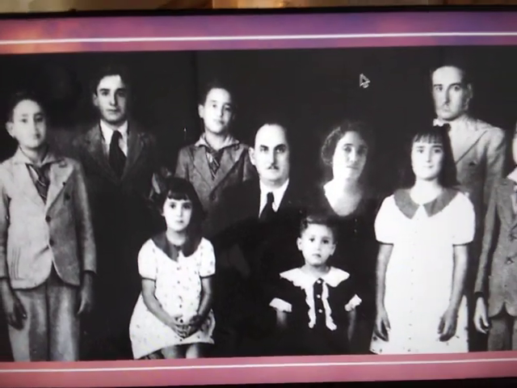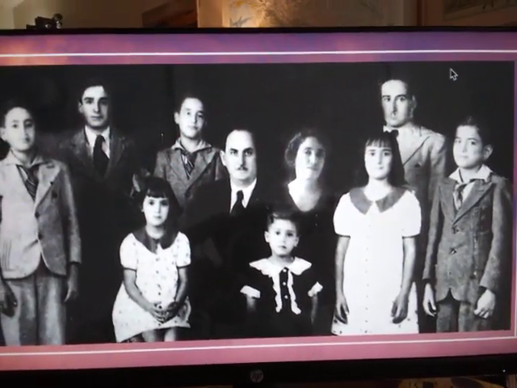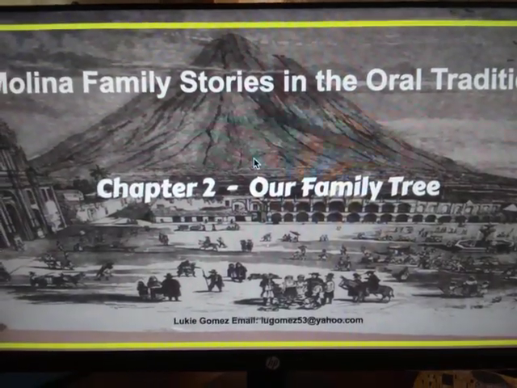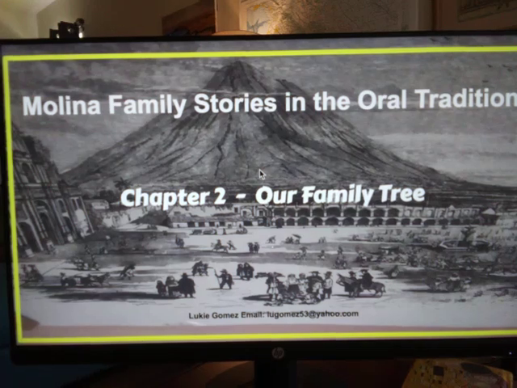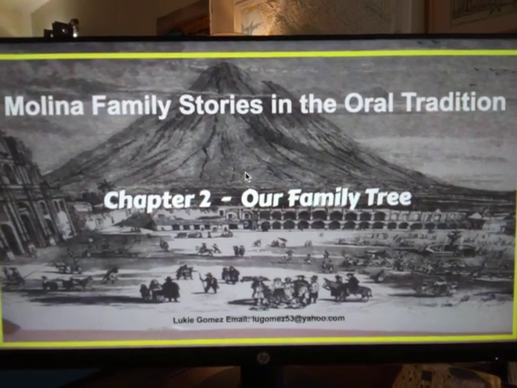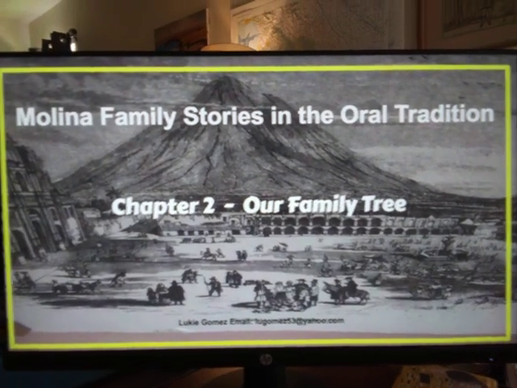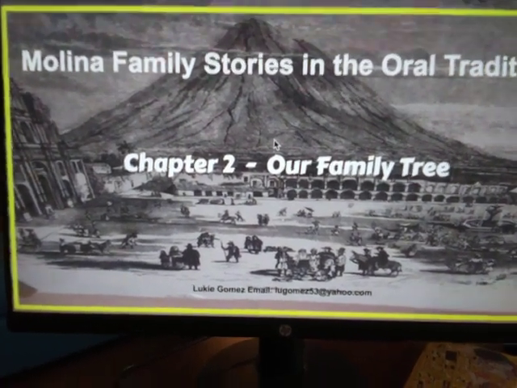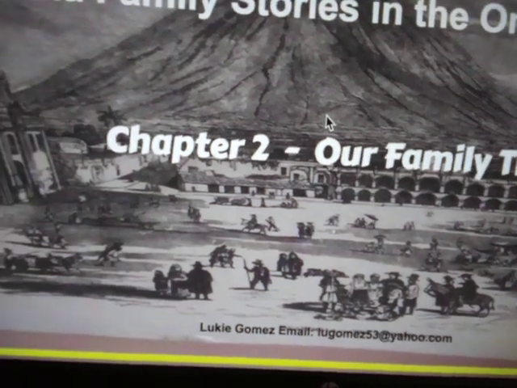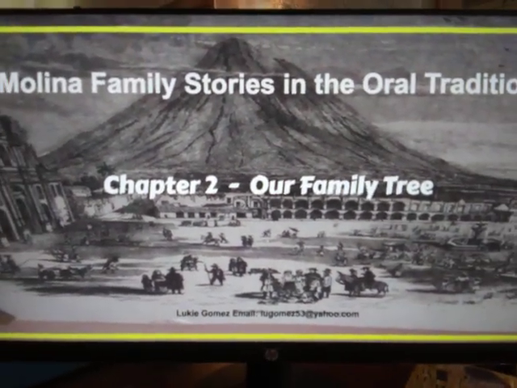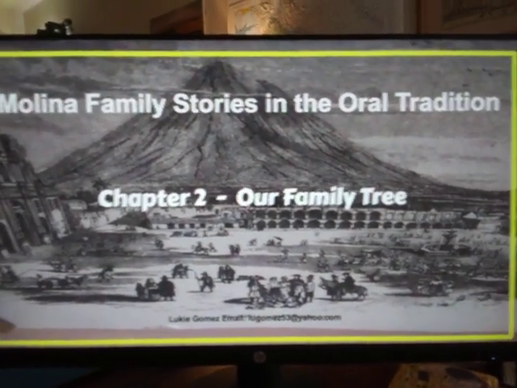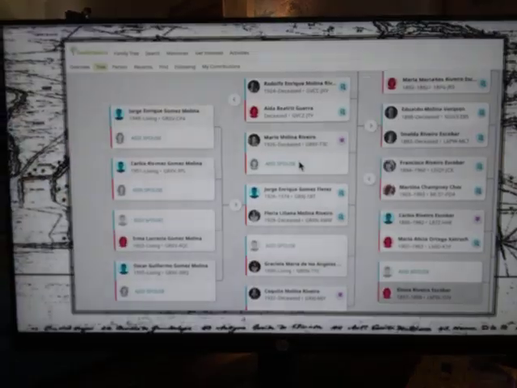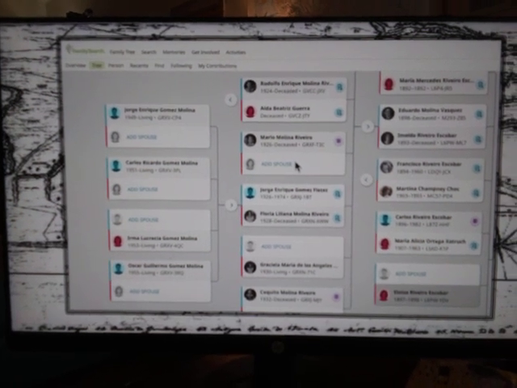All right, so here we are. This is what it's all about, the family tree of this particular family. So we have Molina Familia, stories in the oral tradition, chapter 2, our family tree. And this is an old painting or lithograph of Antigua back in the olden days. All right, okay, so this is where we start.